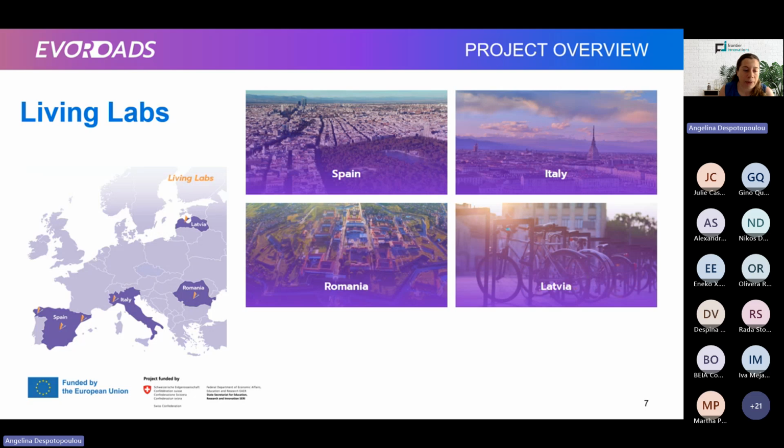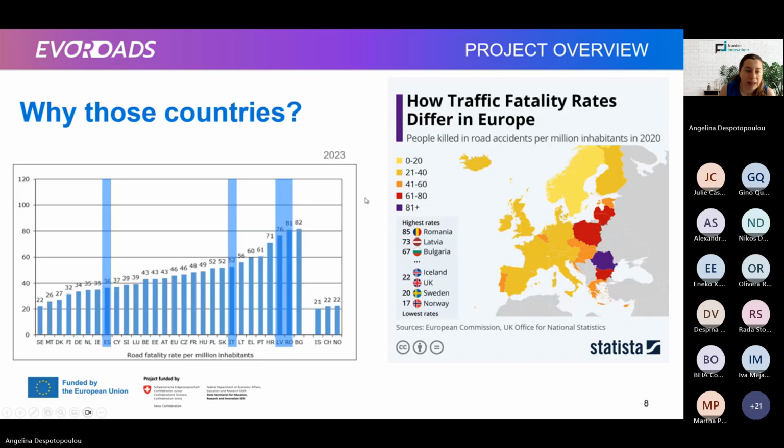From Italy, our pilot city is Torino in Piedmonte. From Romania, we have a historical city that is called Alba Iulia. And from Latvia, we have the capital, Riga. Let us see why those countries are important and why we consider that they are a very good mix for what we were trying to do.